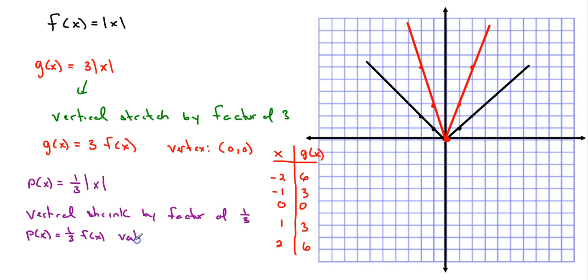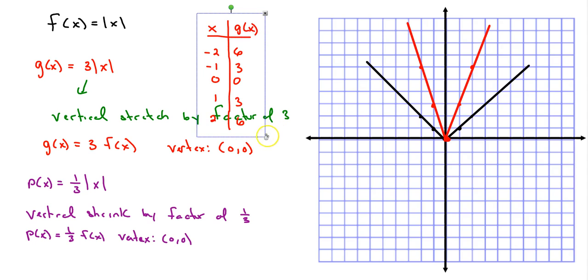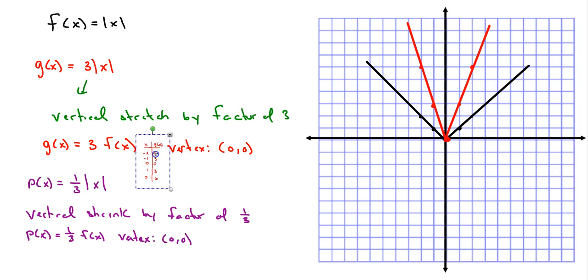My vertex is still 0, 0. And now I'm going to make myself another little table here. Let me steal this table. And I'll make myself a little table here in purple for my new function p of x. So I got x, p of x. And my vertex, again, I'm going to go 0, 0.